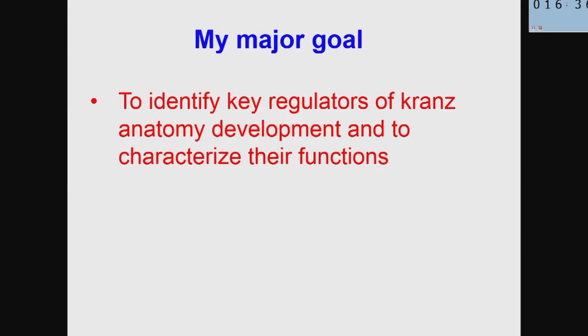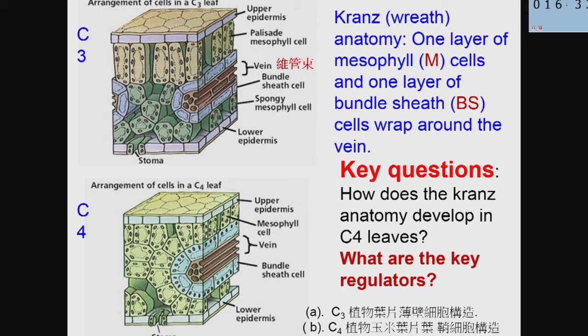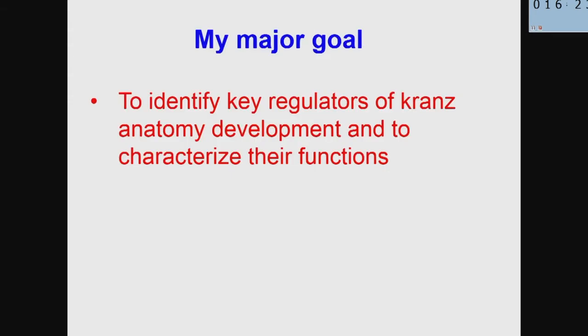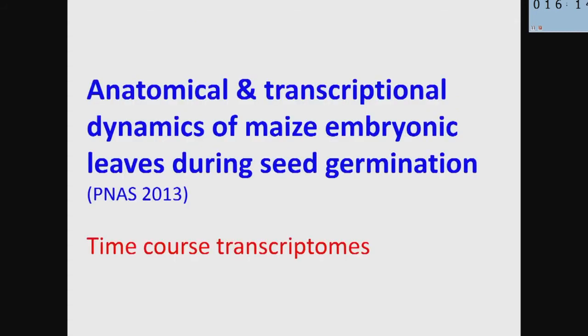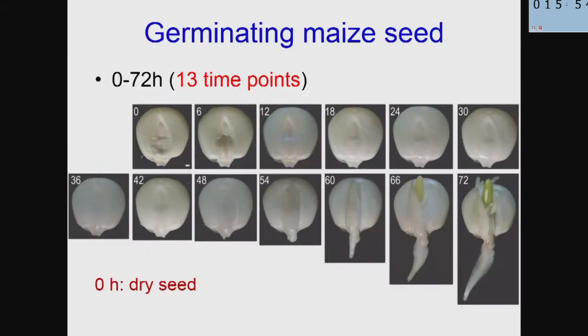But the big question is, what are the key regulators of the development of Kranz anatomy? That's my major goal, to identify the key regulators of Kranz anatomy. We start with an anatomical and transcriptional dynamics study in maize. That's our C4 model organism. And I will emphasize the potential of using a time course transcriptome, as you'll see later.